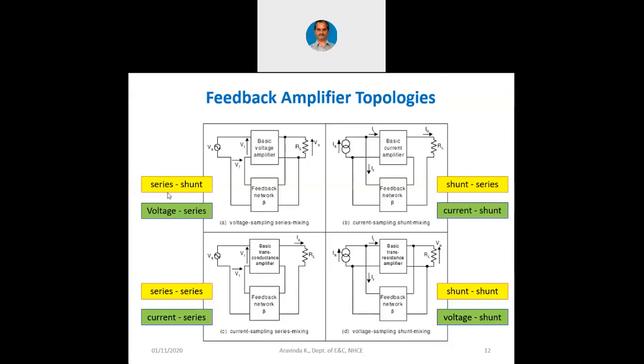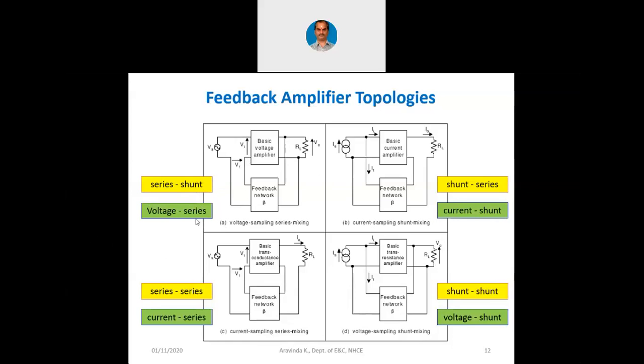All the yellow boxes indicate input and output connection types. That means for the first diagram A, you can see it is mentioned as series shunt, means input is series connection, output is shunt connection. It's the same way with all other 3 connection types.